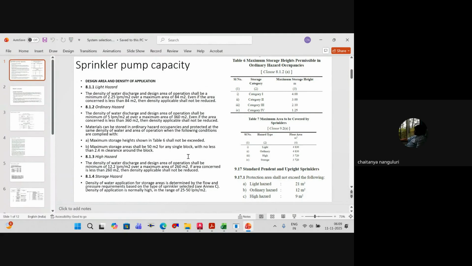Clear? Now, in this case, if you see the density of discharge, if you read the text properly, the density of water discharge and design area of operation shall be a minimum of 5 LPM per square meter over a maximum area of 360 square meters. If the area is lesser than 360 also, you should be considering it as 360 square meters anyway. Clear? Okay. So considering this, we have to take it. So now, what is the area we have to take? 360 square meters, right?